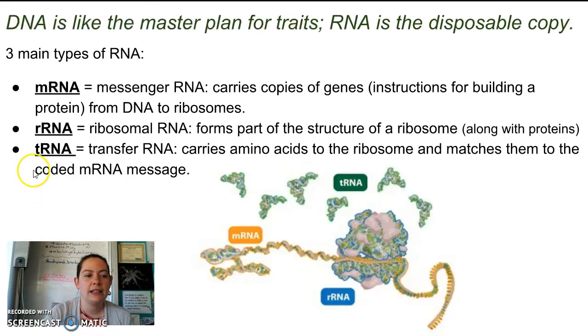And then the other kind is tRNA, which stands for transfer RNA. That's also involved in building proteins. So that's these little molecules here that bring amino acids to the ribosome and match them to the instructions. The message is coded in the mRNA to build those proteins. So we will talk more about those in the next lecture today. We're going to be focusing on mRNA, which carries the messages of the instructions from DNA.